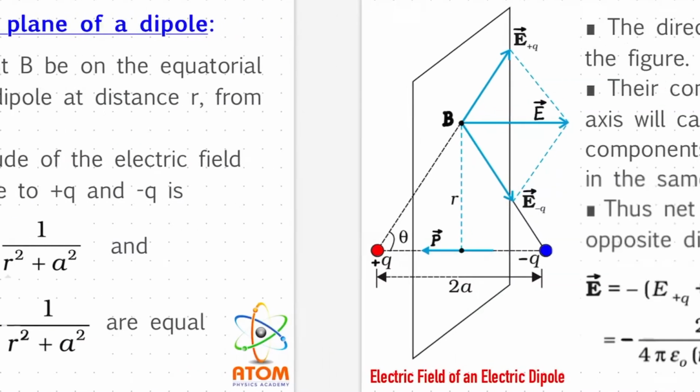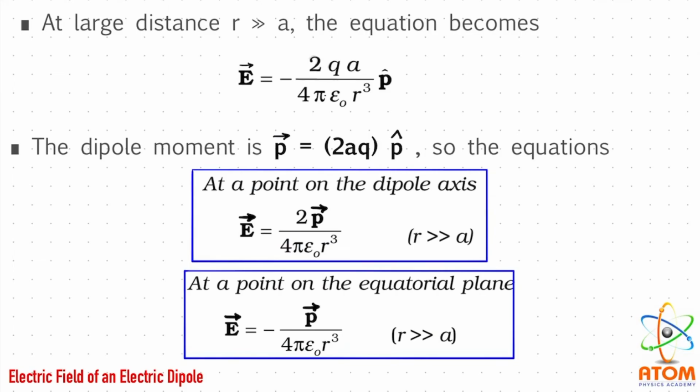So we can now write the electric field at a point on the dipole axis, that is E is equal to 2 vector P upon 4 pi epsilon 0 r cube. In the same way, in the equation of the equatorial plane we have 2qa p-cap, which can be replaced by vector P. So the electric field at a point on the equatorial plane is vector E is equal to minus vector P upon 4 pi epsilon 0 r cube.